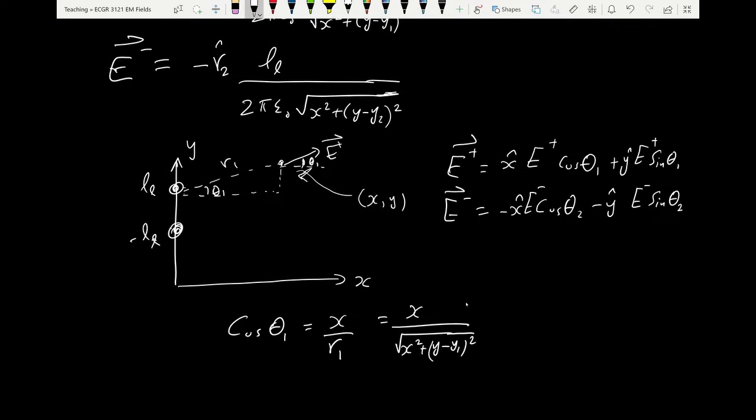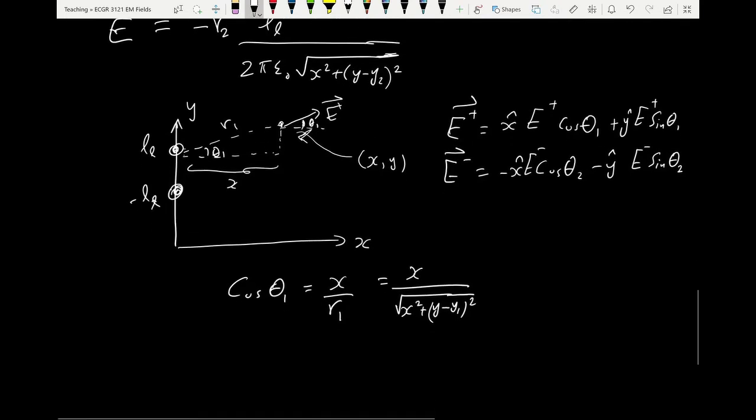And theta 1, so we have this triangle here, right? So cosine theta 1 is going to clearly be x, this is x, of course, over r1, right? It's going to be x over r1. So that's how I calculated cosine theta 1 to be x over r1.